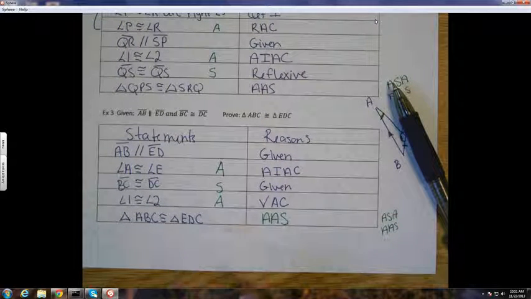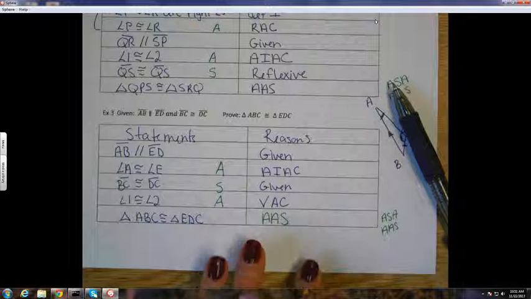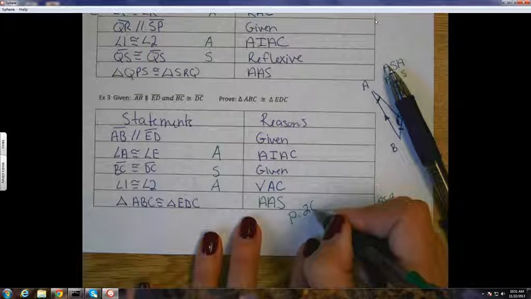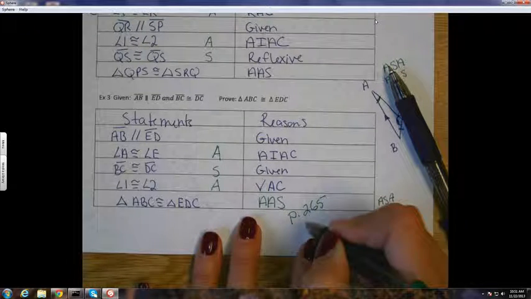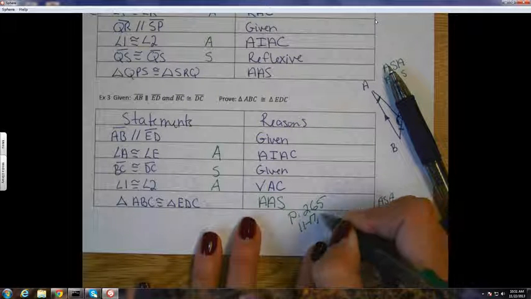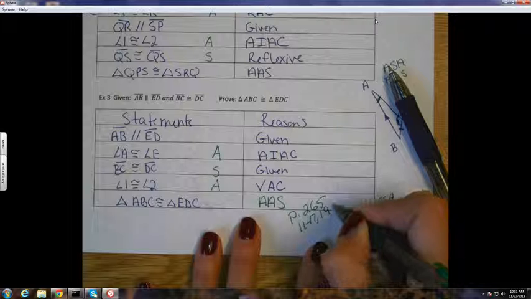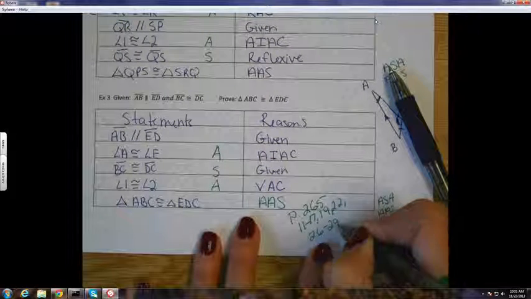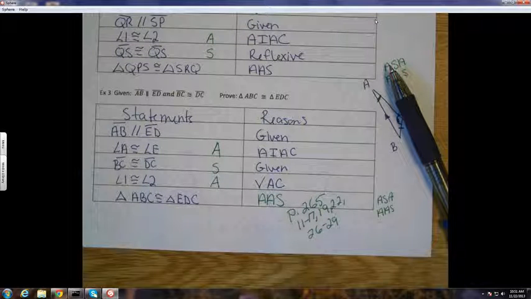Okay, your assignment is page 265, 11 to 17, 19, 22, 26 to 29, and two of these are complete proofs.